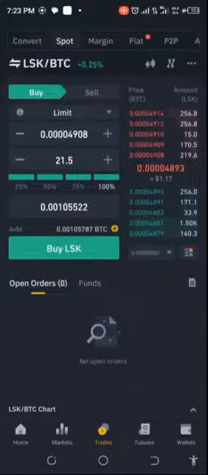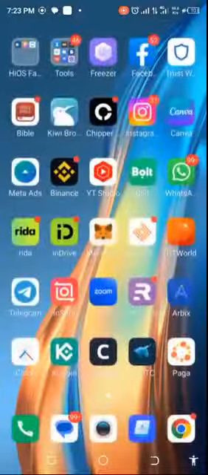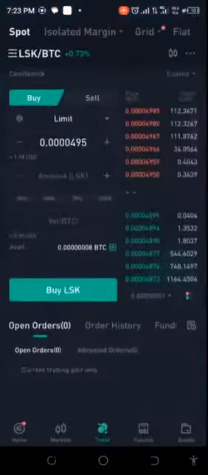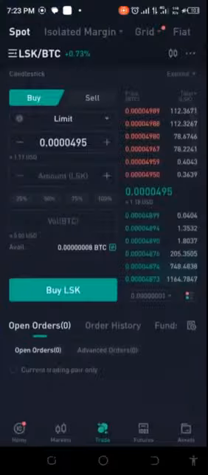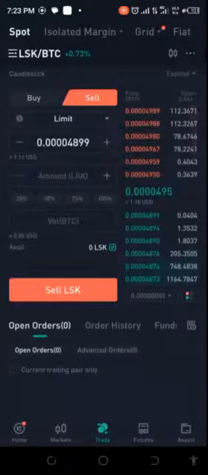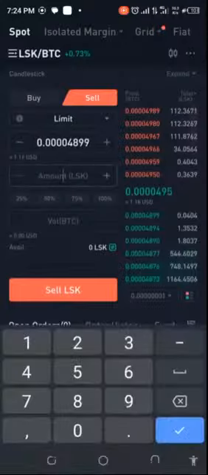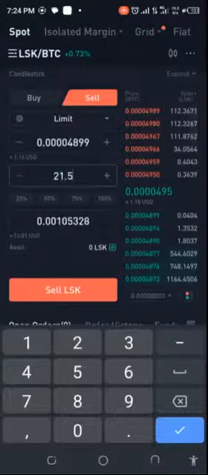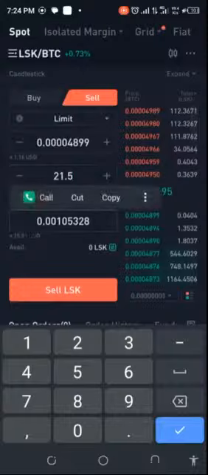Let's try and see what this will give us on the other side before we go ahead with that. So what do I have here? 495. If I want to sell this, what would I be selling it as? 4899. That's going to be lesser than what we want. So what are we going to do? Because if I put 21.5 here, I may not be able to. Let me just see what this is going to give us.